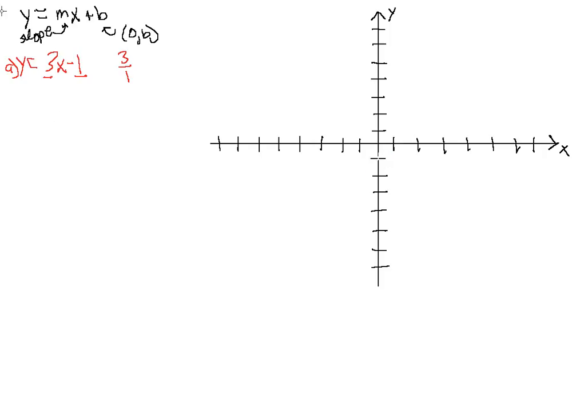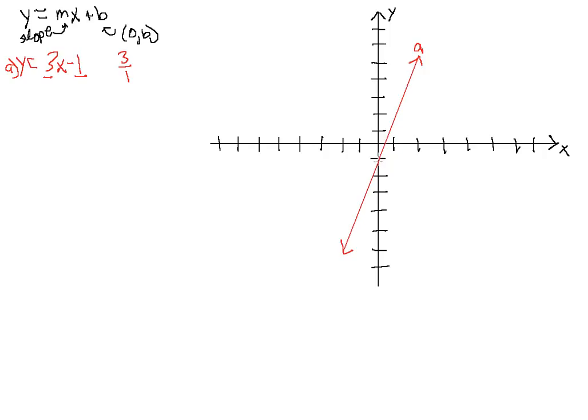Excuse me, let me get another color. We're going to go up 1, 2, 3, and over 1. So our line is going to look something like this. It's going to go in that direction, and it's going to go in this direction. And these two lines are going to continue infinitely in both directions. This is line A.